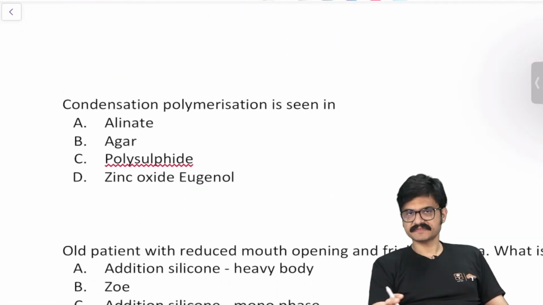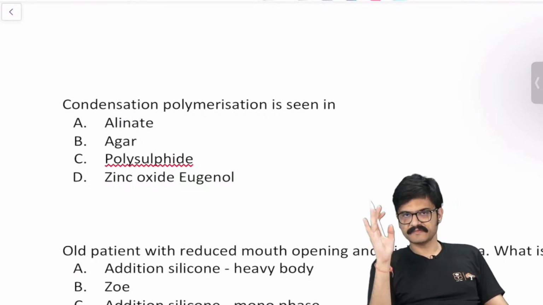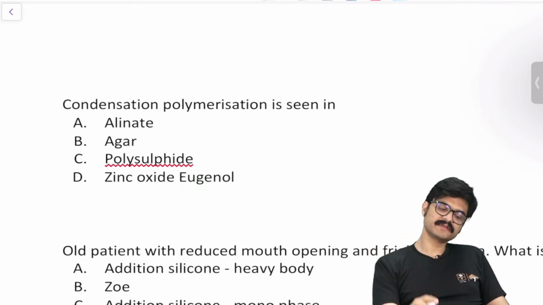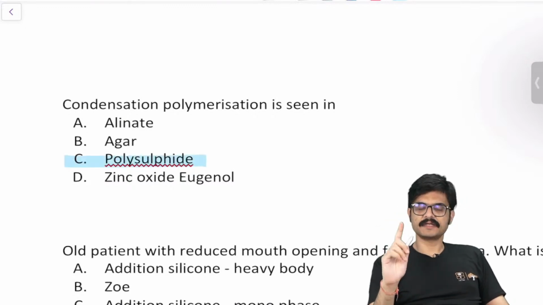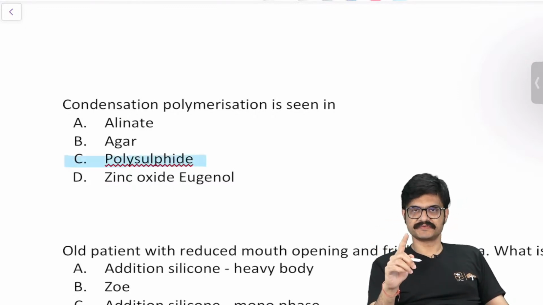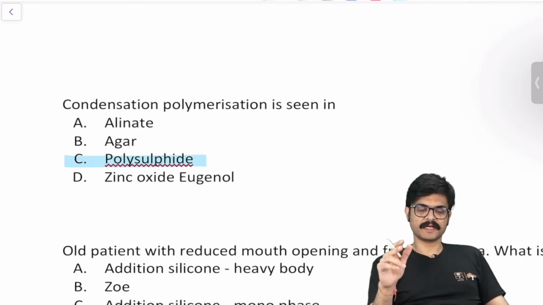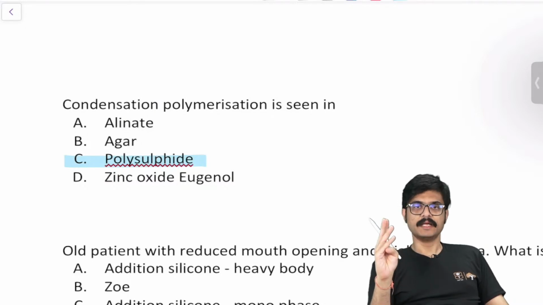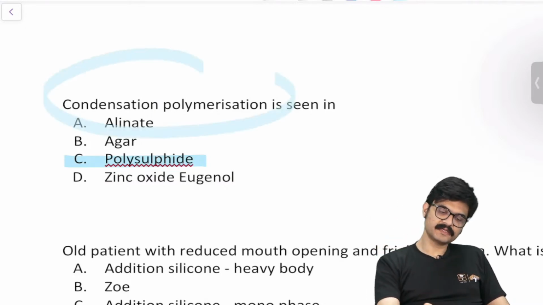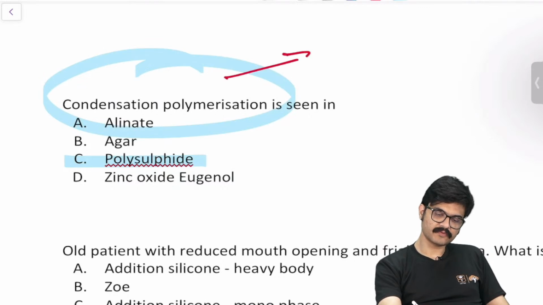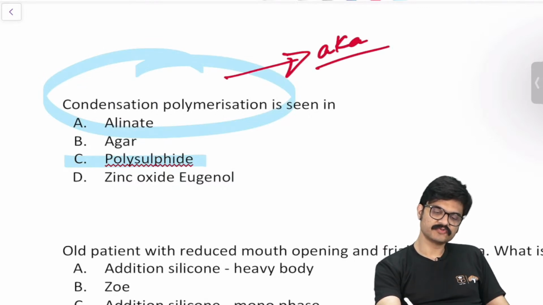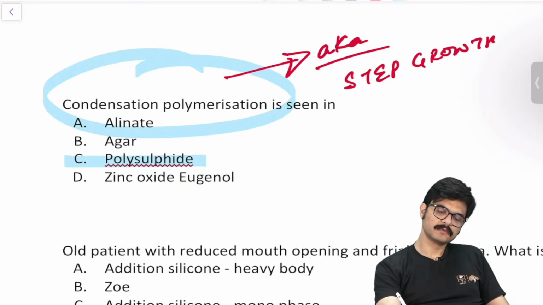Condensation polymerization is seen in polysulfide, it is seen in condensation silicone. Condensation silicone was not given in the options. Polysulfide is the answer. I'll tell you another very important related question to this. One, what is the byproduct of condensation polymerization in polysulfide? Water. That's one. Second, condensation polymerization is also known as step growth polymerization.